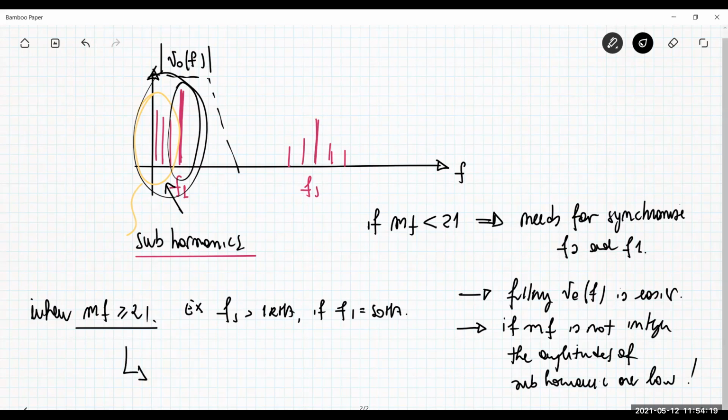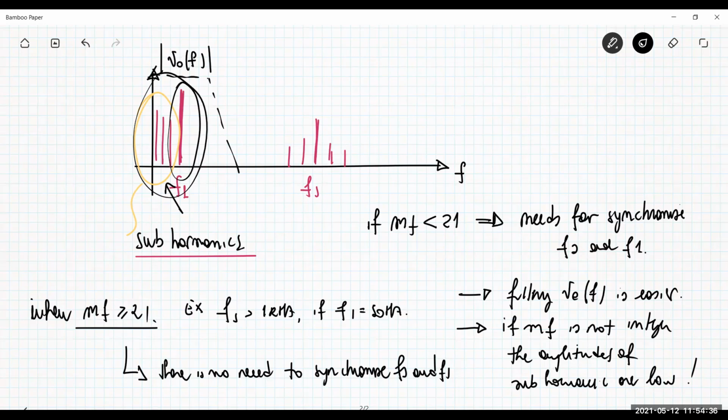Here there is no need to synchronize Fs and F1. Basically, it means that you can change F1 without changing Fs. That can be fixed. So Fs can be what you have for your power devices. For example, if you have MOSFETs, you can have 100 kilohertz, and you set this frequency fixed, and you can change F1, modulating it according to the characteristic you want to get at the output, the characteristic more suitable for your load.